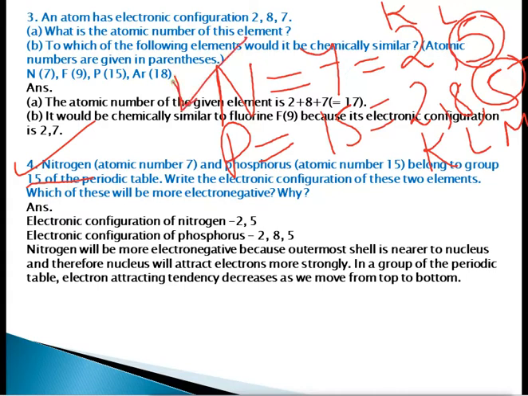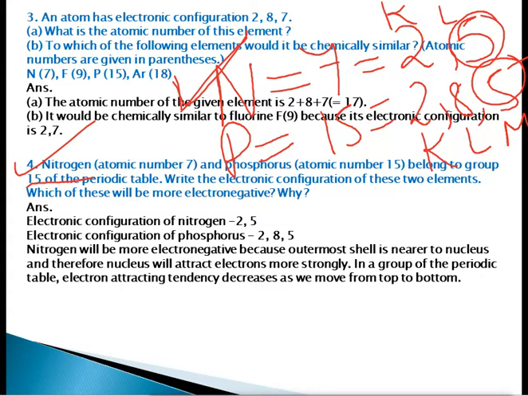Nitrogen is more electronegative as compared to phosphorus, because its outermost shell, that is the L shell, is closer to the nucleus, and therefore it will attract the electrons more strongly. Since nitrogen has two shells, its outermost shell is very close to the nucleus and will attract the electrons towards itself more strongly.